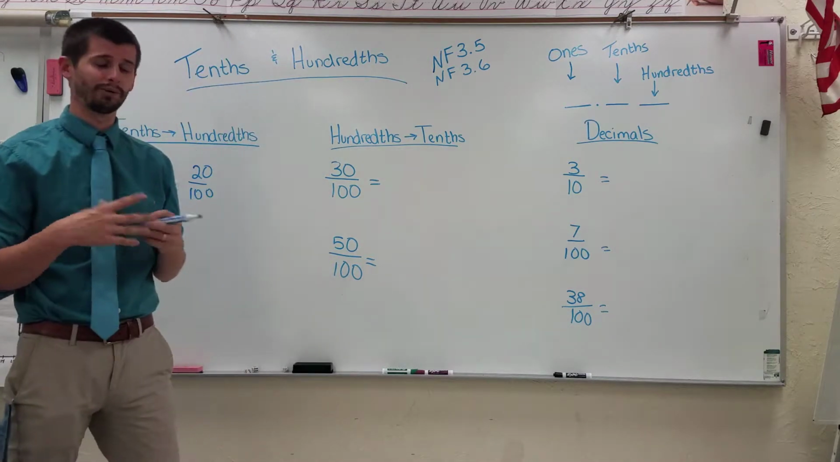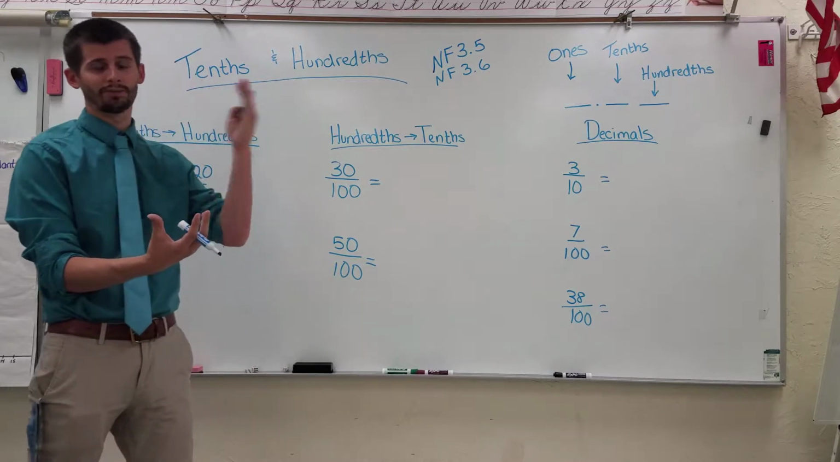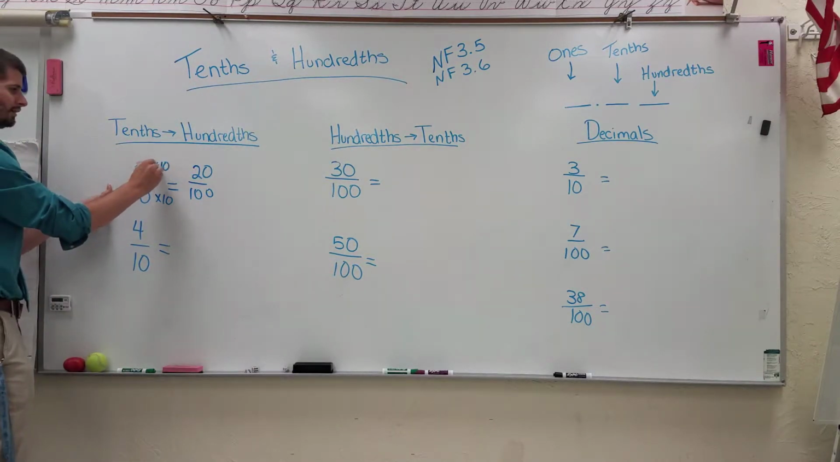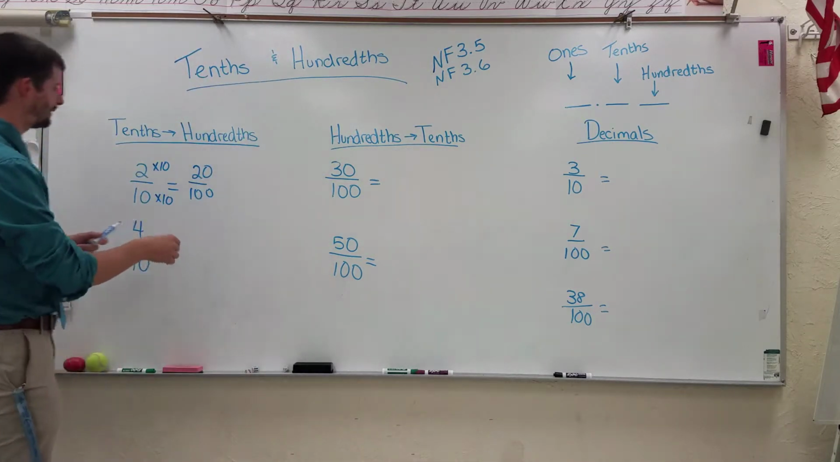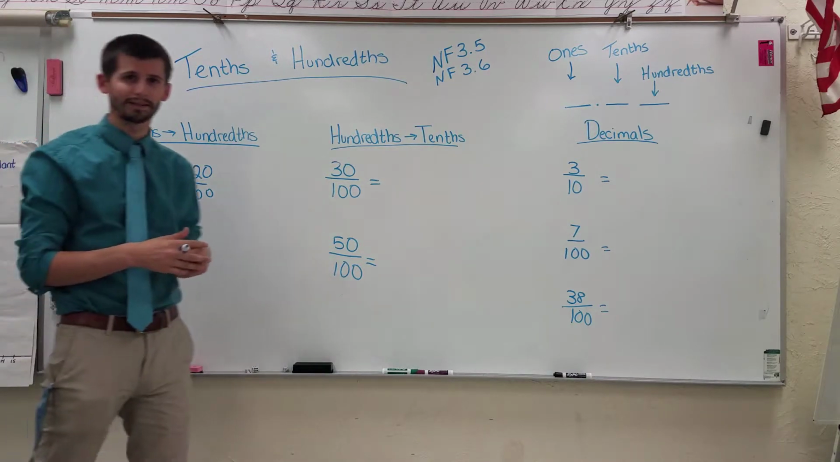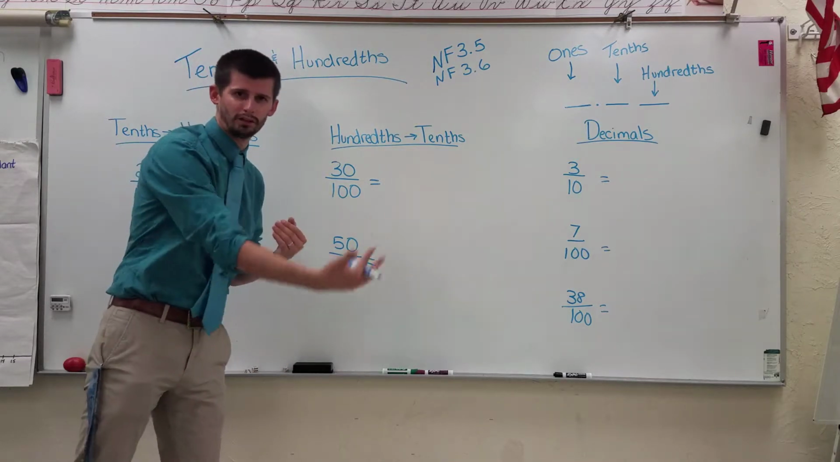Now, to create an equivalent fraction, if you're using multiplication, when you multiply the denominator, you have to multiply the numerator by that same number. So then I can also take my 2 and multiply it by 10, and that's how I get the 20. Most kids are going to see, oh, I can just add a 0 to the numerator and a 0 to the denominator because that's multiplying by 10, and that's absolutely correct. So that was going from tenths to hundredths.